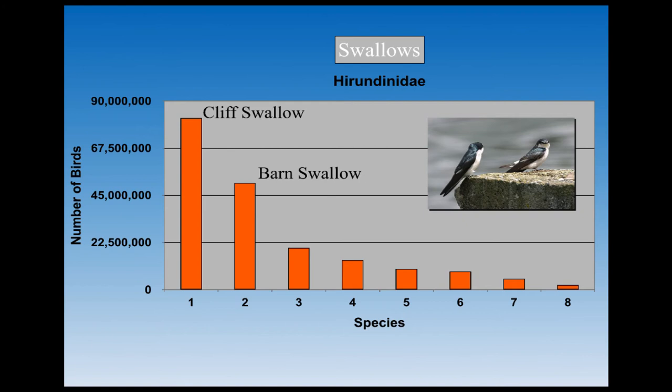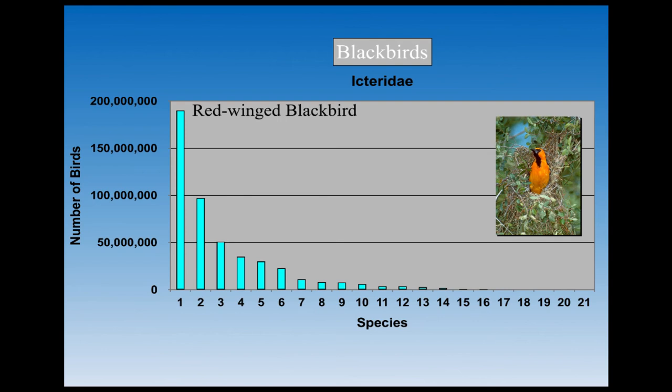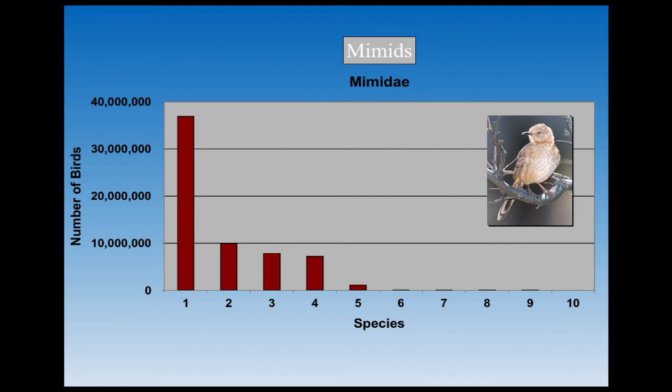Blackbirds. Okay, I already showed this number, right? Yeah, red-winged blackbird. The biggest population, 190 million, is a grackle. Brown-headed cowbird is doing well. And then all the orioles and Brewer's blackbirds, all the rest of that. Many fewer, much, much smaller populations than the rest of our blackbirds.